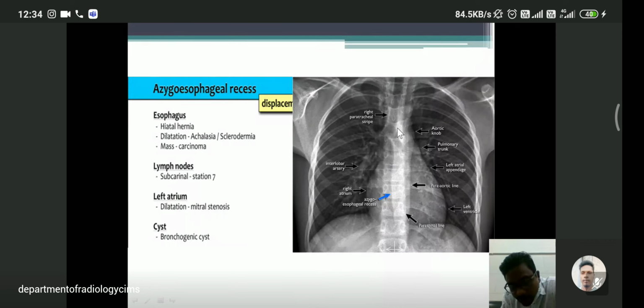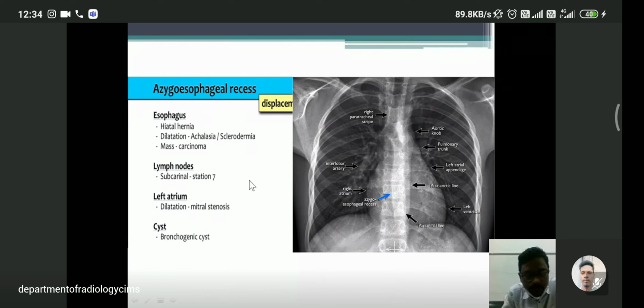If we are looking downward, we can see here is the straight line that we have discussed already. That is your azygoesophageal line. So this part is formed by your right lung and this is formed by the esophagus and the azygos. And you can also see the paraspinal line between that descending aorta line and the lateral border of the thoracic vertebra.